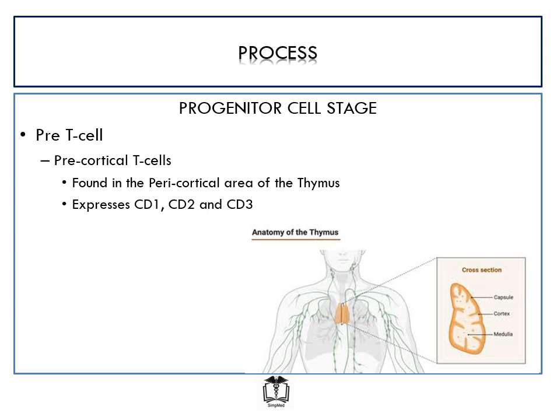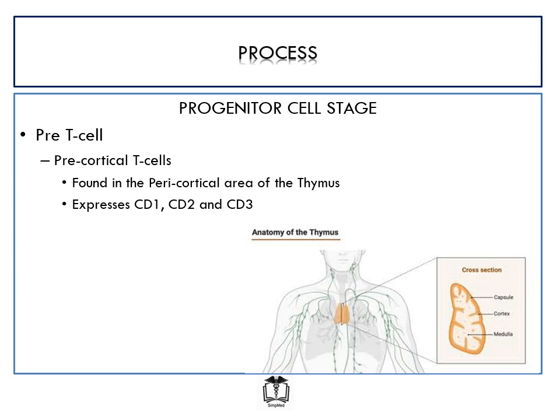So the pre-cortical T cells, as I said, are found at the pericortical area, just outside of the cortex, very close to the capsule. They are T cells that express practically the same clusters of differentiation that are found in the pre-T cells present within the bone marrow.